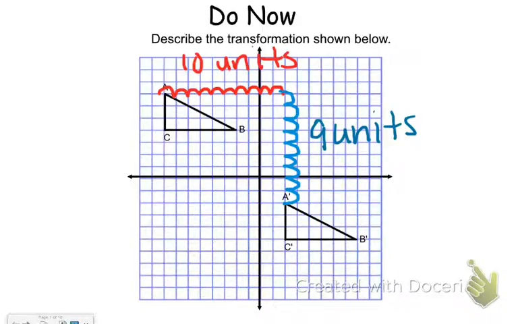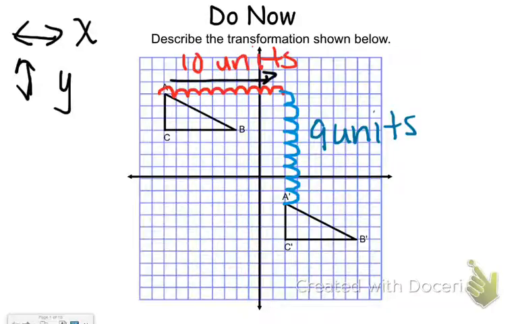So when we are plotting points, our x variable comes first and the y variable comes second. So the first thing we need to describe is the horizontal shift. The horizontal shift going side to side is what changes our x value. Our vertical shift going up and down is what changes our y value. So in this case, we are going 10 units to the right.